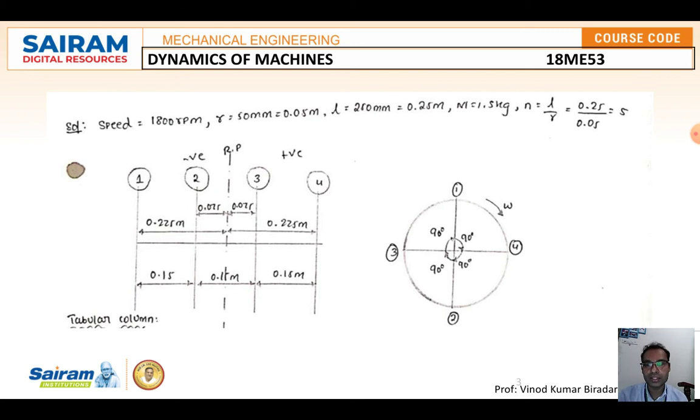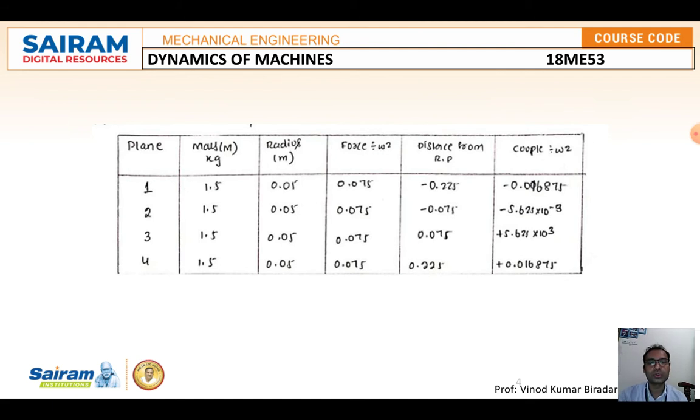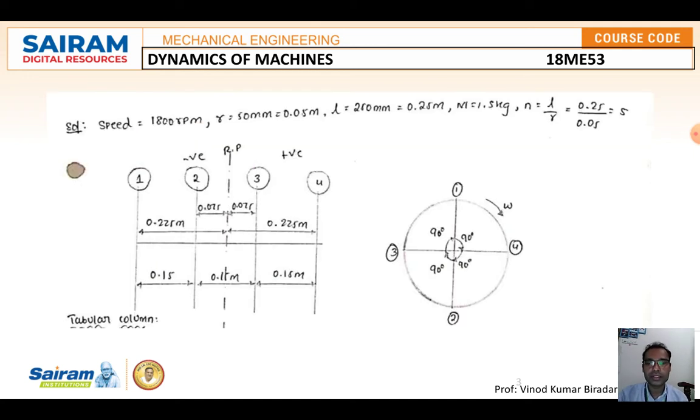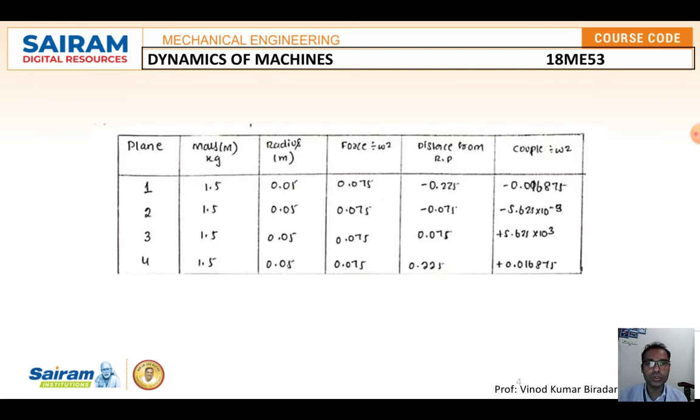Here we are going to consider the reference plane in between them. From the reference plane to 2, the distance is 0.075. Again from the reference plane to 1, if you add those, you are going to get 0.225. That is why we consider them as negative values, because on the left of the reference plane they are negative: minus 0.225 for plane 1 and minus 0.075 for plane 2. On the right hand side, the lengths are 0.075 from the reference plane to 3, and from the reference plane to 4 you add both and get 0.225.